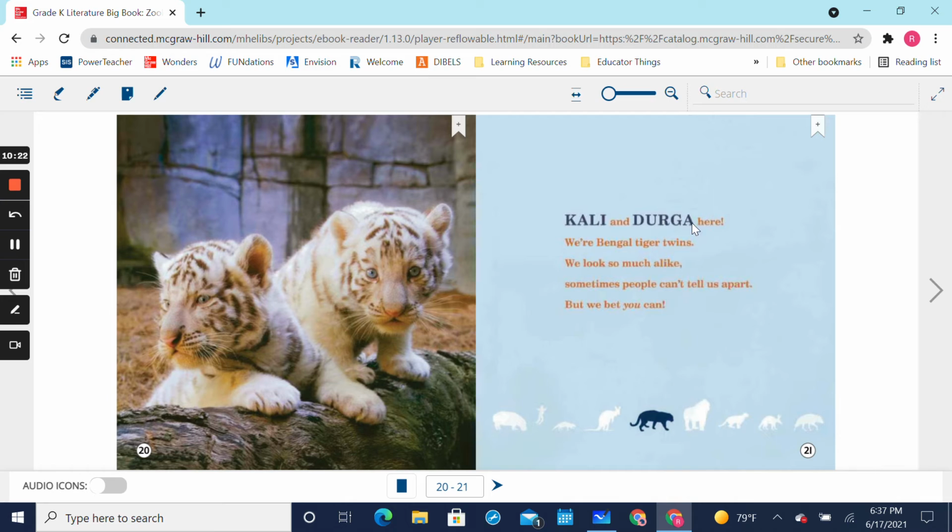Kali and Durga here. We're Bengal tiger twins. We look so much alike, sometimes people can't tell us apart. But we bet you can. I don't know if I could tell them apart.